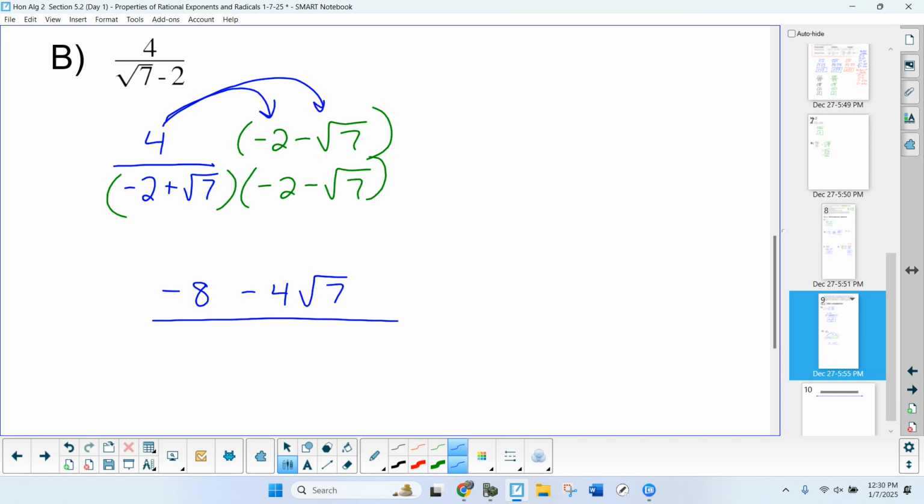Denominator. We're going to FOIL this. I'm going to FOIL under here. What's -2 times -2? 4. What's a negative times a negative? Positive. What's a positive times a negative? And what's a positive times a negative? And square root of 7 times square root of 7. What happens to the middle terms? What's your denominator?